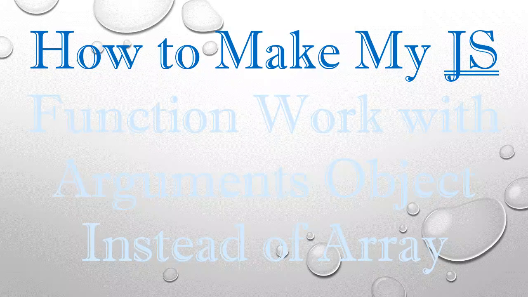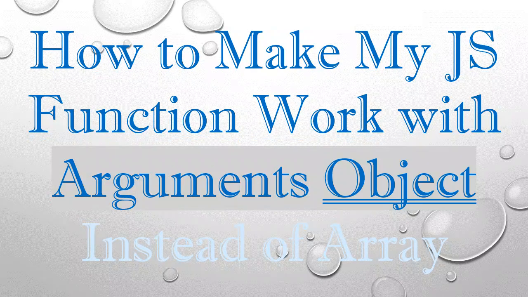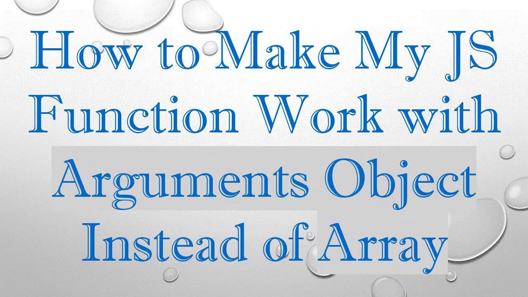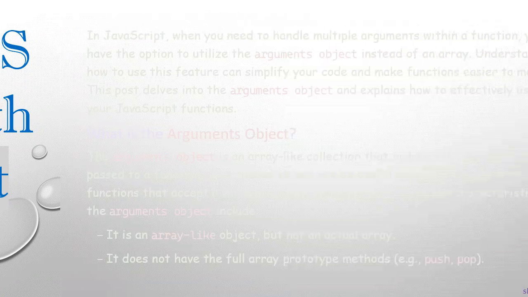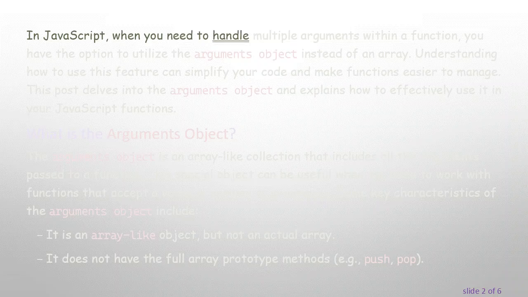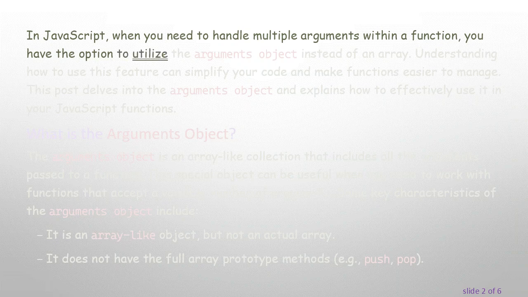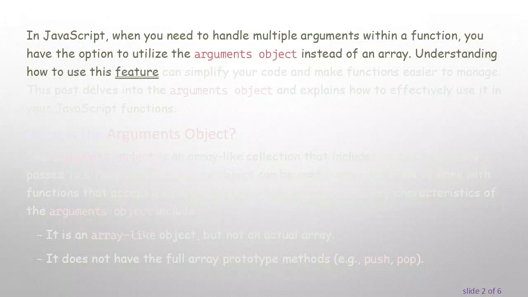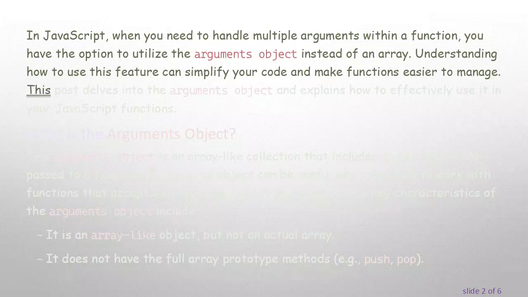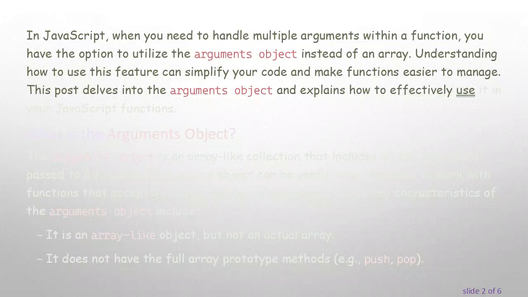How to make my JS function work with arguments object instead of array. In JavaScript, when you need to handle multiple arguments within a function, you have the option to utilize the arguments object instead of an array. Understanding how to use this feature can simplify your code and make functions easier to manage. This post delves into the arguments object and explains how to effectively use it in your JavaScript functions.